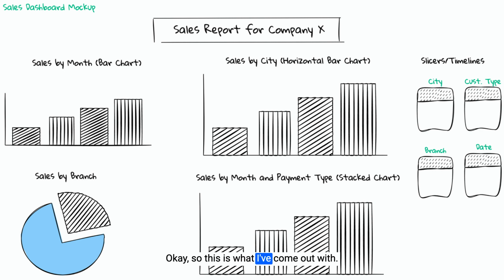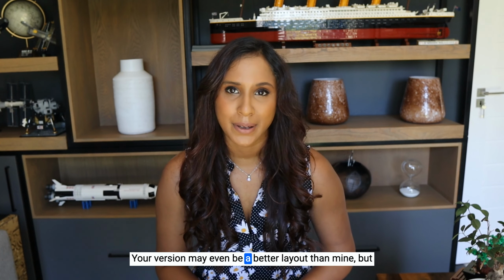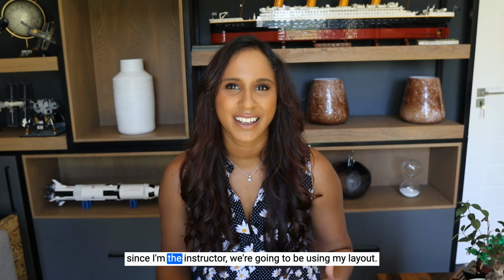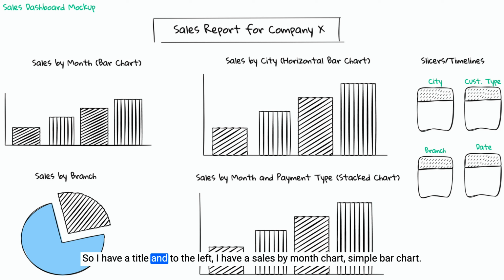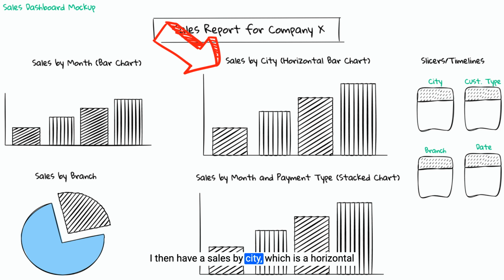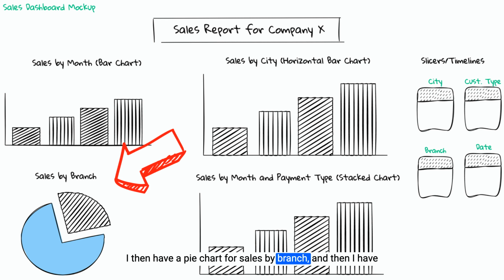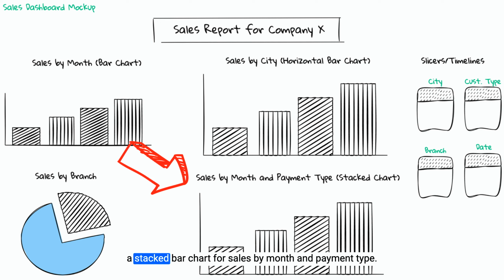Okay, so this is what I've come out with, but by the way, if you had something different, that's totally okay. Your version may even be a better layout than mine, but since I'm the instructor, we're going to be using my layout. So I have a title, and to the left, I have a sales by month chart, simple bar chart. I then have a sales by city, which is a horizontal chart, so essentially the axis will be swapped. I then have a pie chart for sales by branch, and then I have a stacked bar chart for sales by month and payment type.